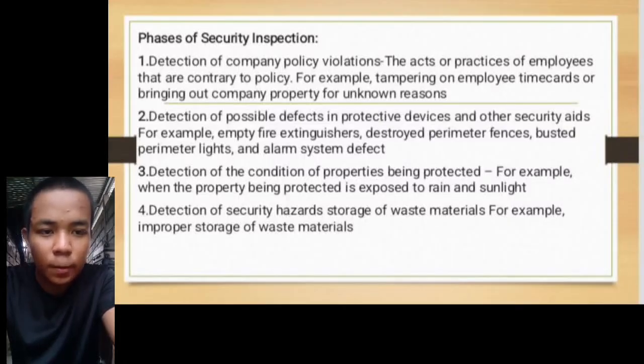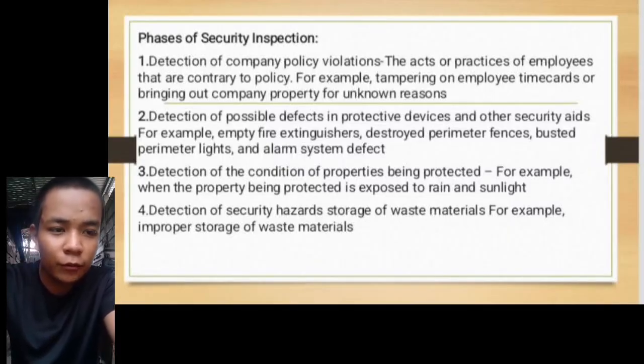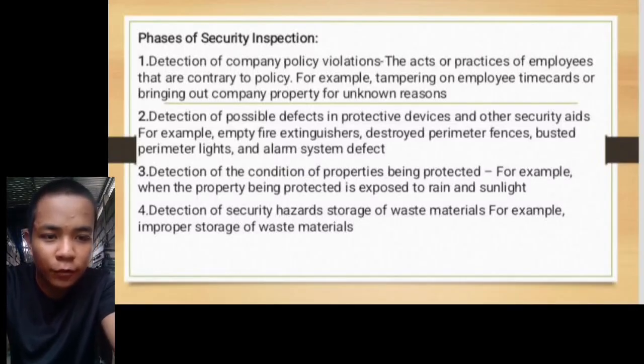3. Detection of conditions of properties being protected. For example, when the properties being protected are exposed to rain and sunlight. 4. Detection of security hazards, such as storage of waste materials. For example, improper storage of waste material.